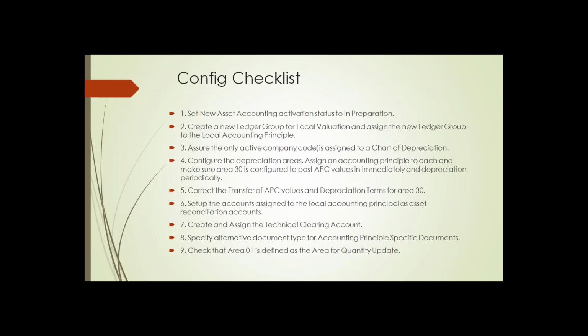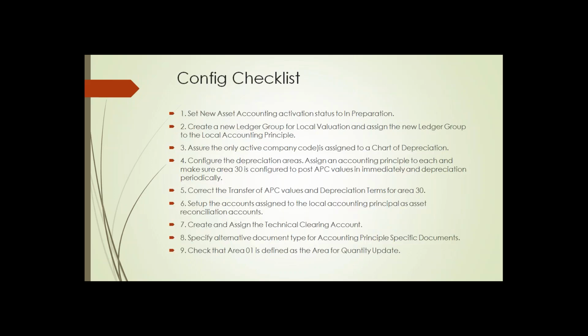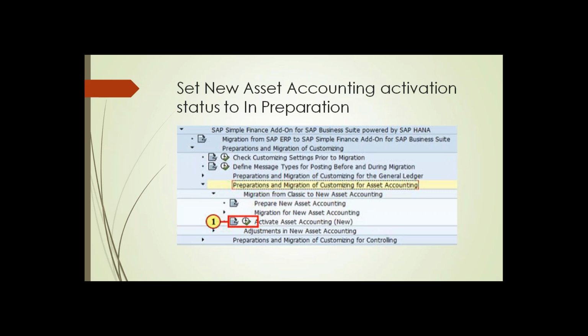This is the list of activities. Let's see each and every activity in detail rather than concentrating on this list. So the first is set new asset accounting activation status to in preparation. This means that before you start anything in new asset accounting, you need to make sure that this particular activate asset accounting new has the status in preparation.